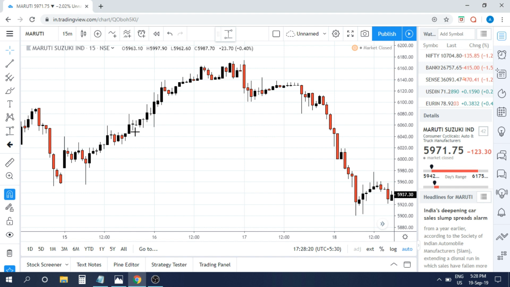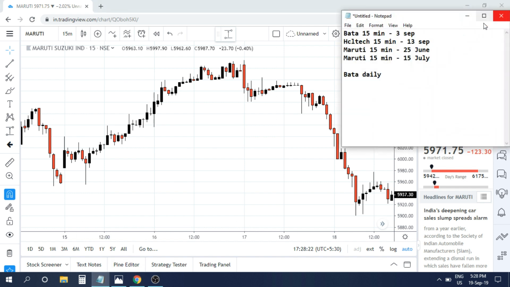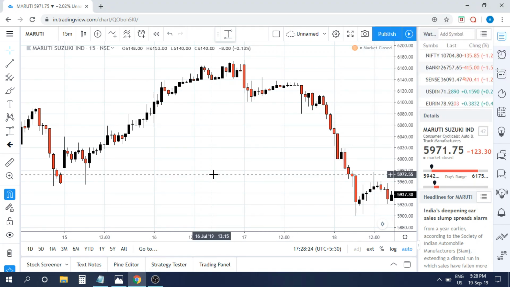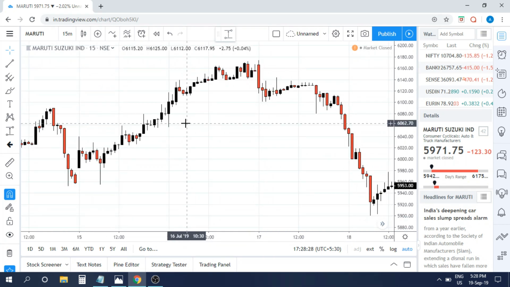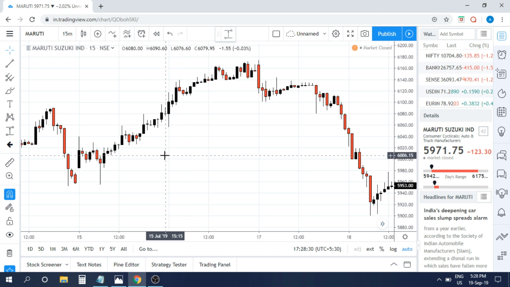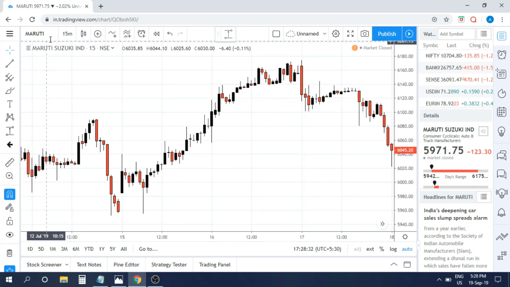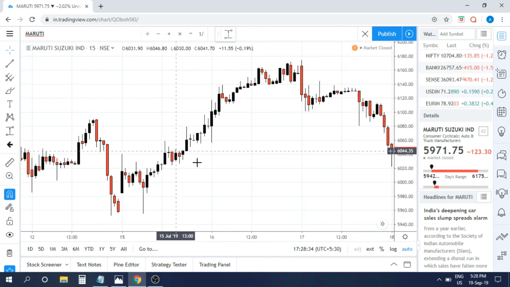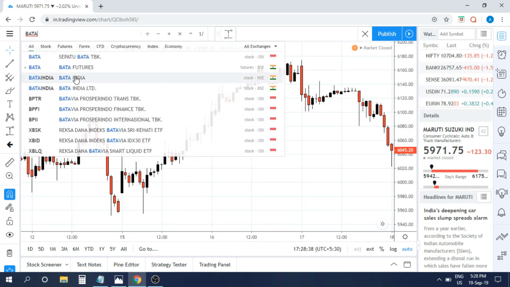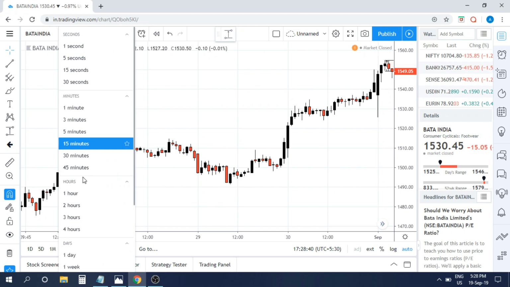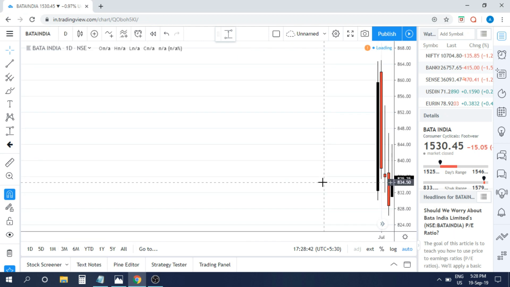Okay, the last example is that of Bata on daily. So here are the examples for the 15-minute chart for my dear friend. Hope it answers some of your questions. Let me go back to Bata. The daily chart of Bata.